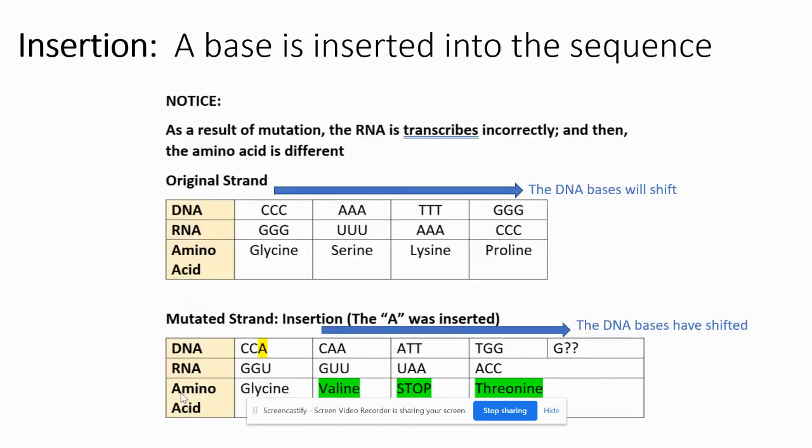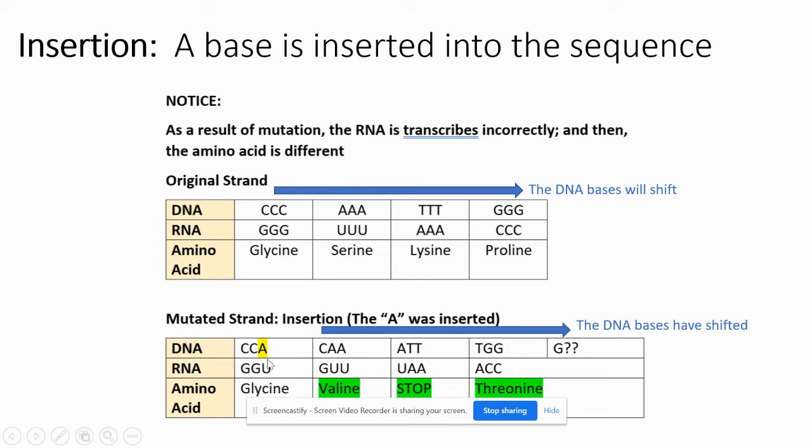All right. And now remember, the whole idea of insertion is that it causes the RNA to transcribe incorrectly, and then the amino acid is different. That's the whole big deal. So if you remember how the codon wheel works, then you'll see that if there is an original DNA of CCC, AAA, TTT, GGG, and then it gets transcribed and then eventually translated, we're going to notice here the bases will shift.